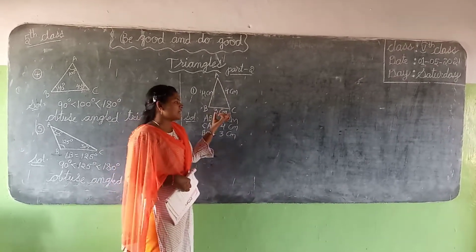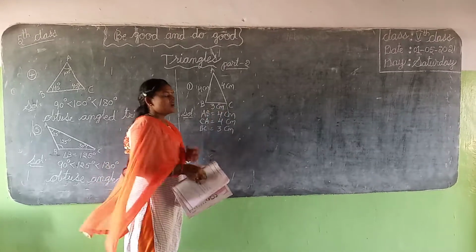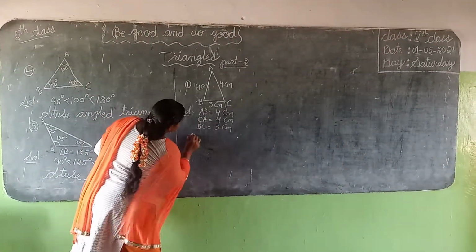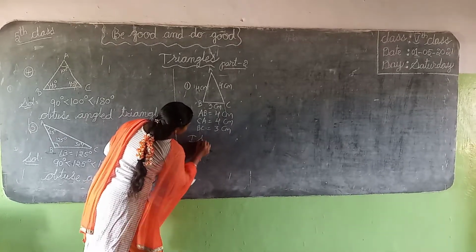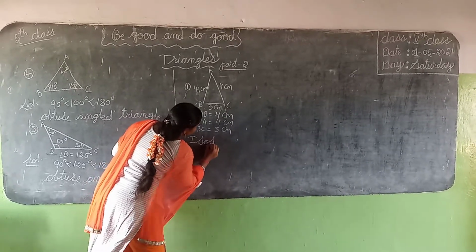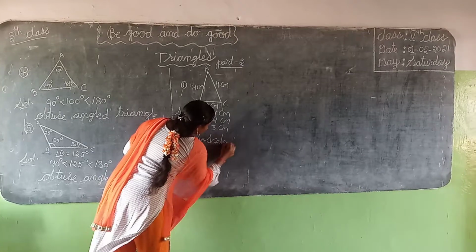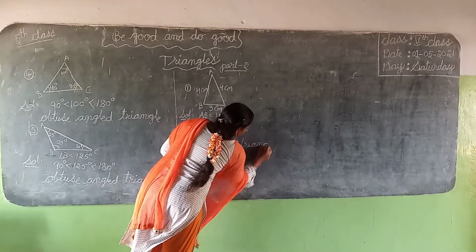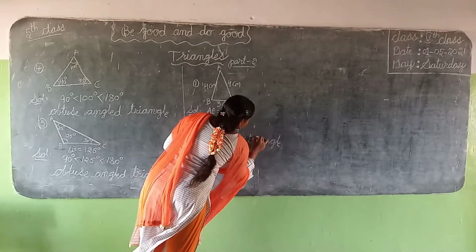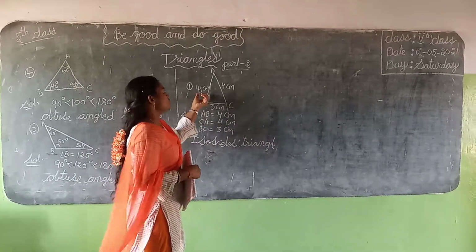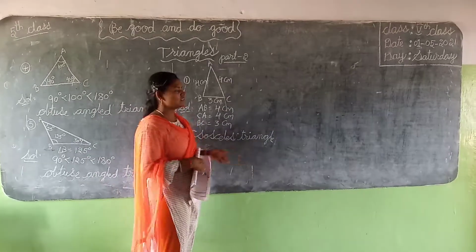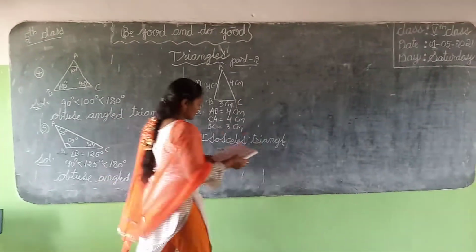So what is this triangle's name? Already we have discussed these triangle names. So this triangle is an isosceles triangle. Okay, Amma? Two sides should be equal. So two sides are equal, and the triangle name is isosceles triangle. Next, second one.